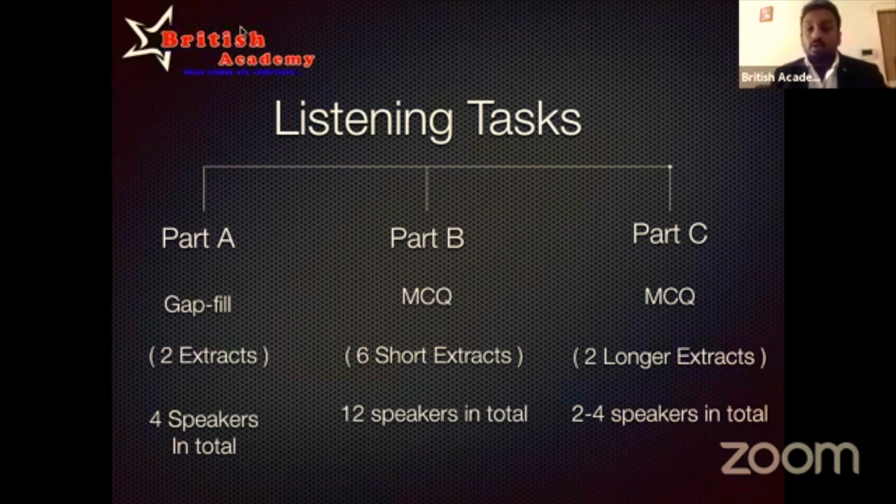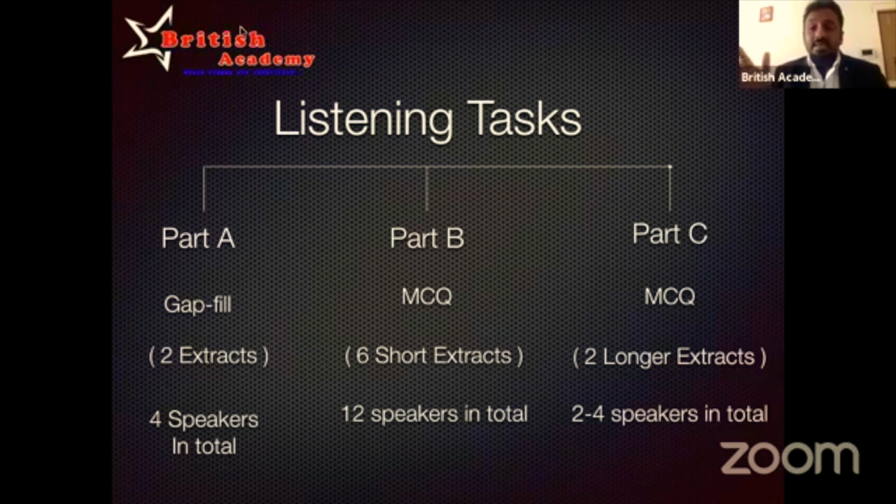So part A is all about 2 extracts. Part B would be MCQs, which will be 6 short extracts. For each MCQ question, you will get one dedicated audio, which makes it very easy for you. So there will be approximately 12 speakers, which means in each audio, there will be 2 speakers communicating with each other. So it can be a discussion, it can be a handover, it can be anything. So part B is all about 6 multiple choice questions, which will have 6 dedicated audio.